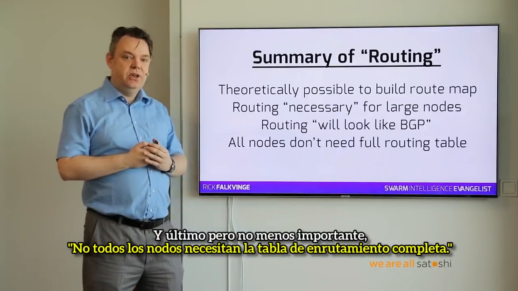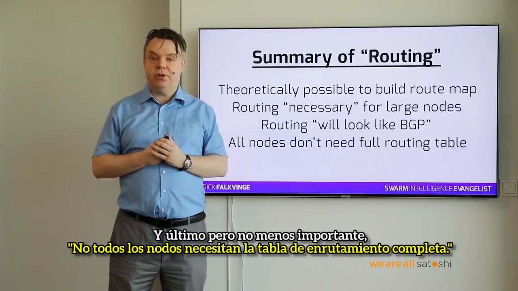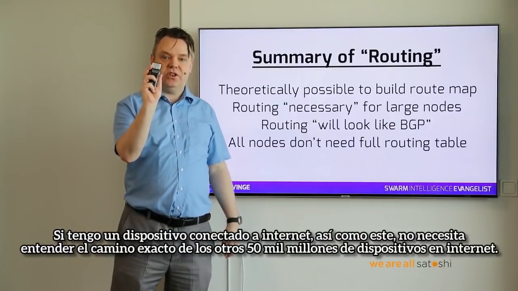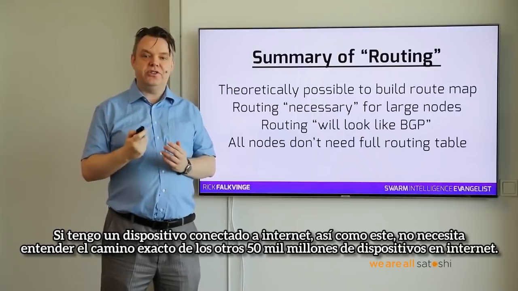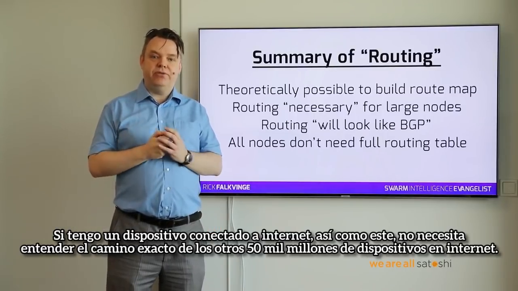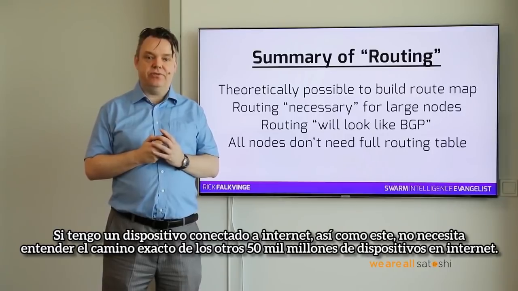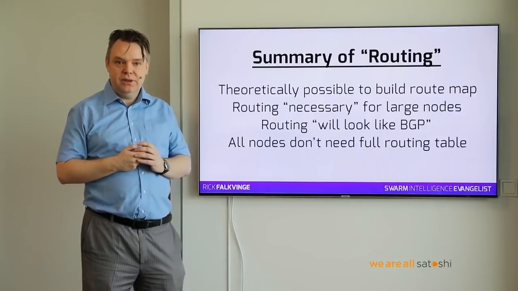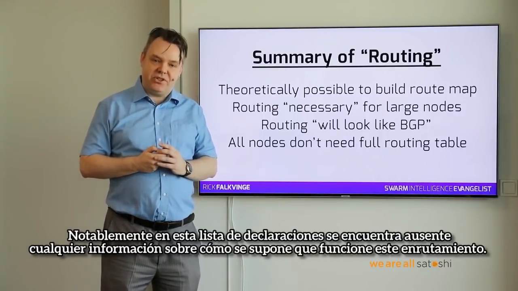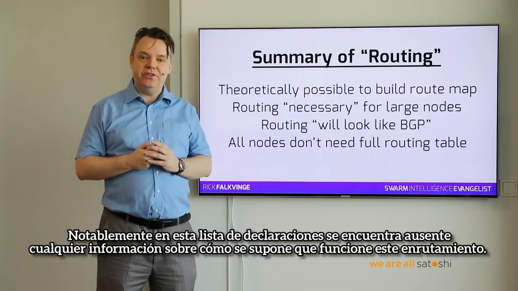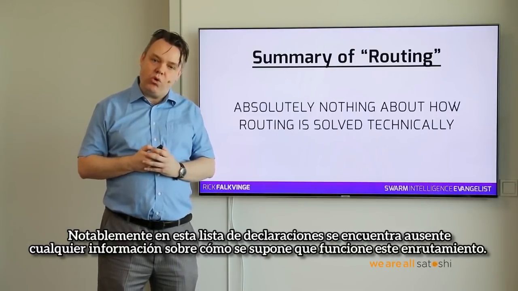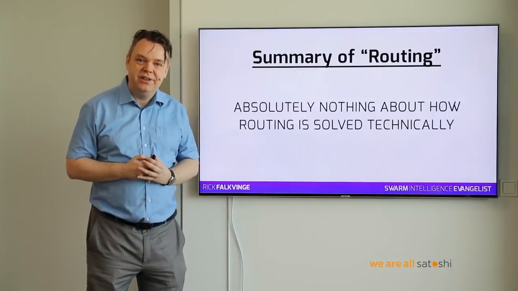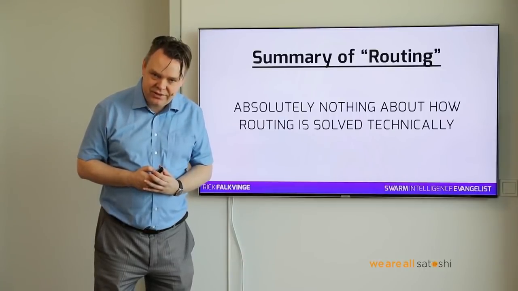And last but not least, all nodes don't need the full routing table. No, as in no shit Sherlock. If I'm holding an internet-connected device such as this, it doesn't need to be able to understand the exact path to every single one of the 50 billion other devices on the internet. This device doesn't need to know that. Conspicuously absent from this list of statements is anything at all about how this routing is supposed to bloody work. And it doesn't.